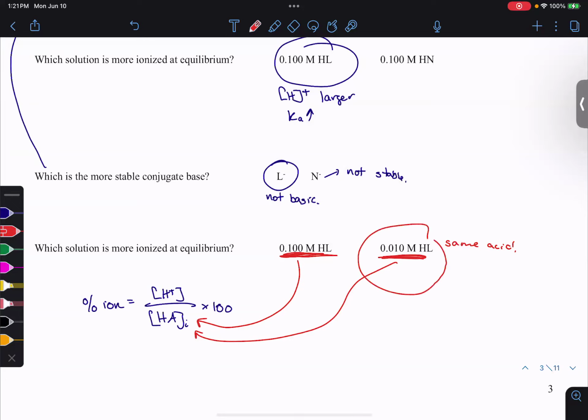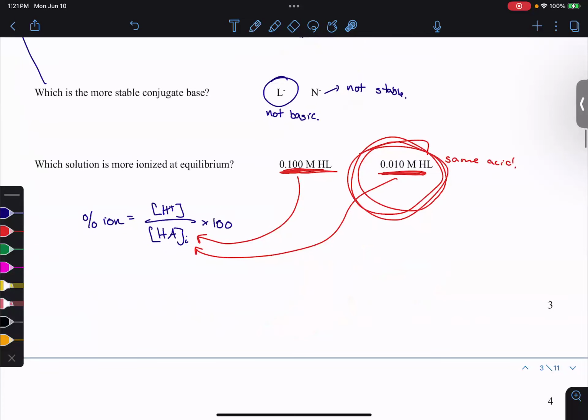So here, lower concentration things actually are more ionized. And it's because you're putting a smaller number in that denominator when you do this calculation. Both of them are going to have similar acidities. But here, what we see is because the magnitudes of their concentration are really different, the percent ionization actually increases for very, very dilute solutions. All right.